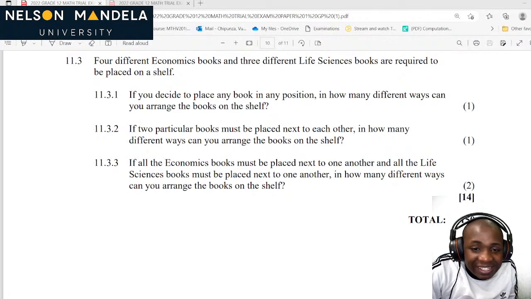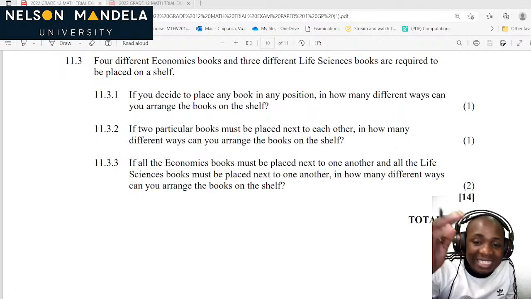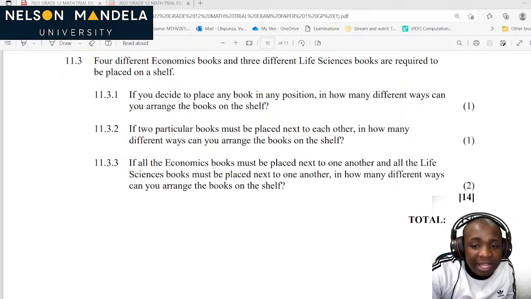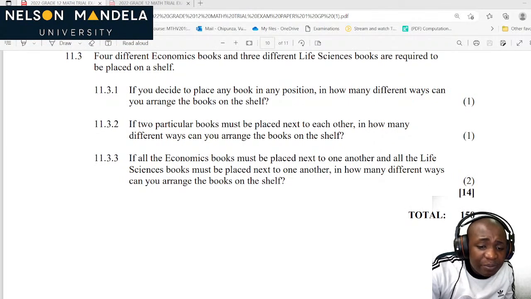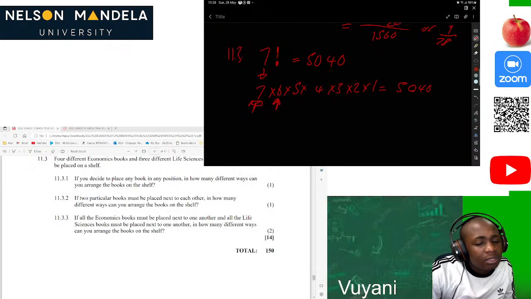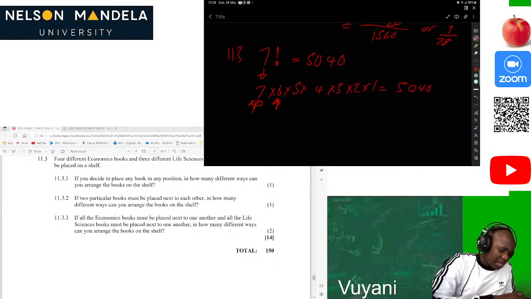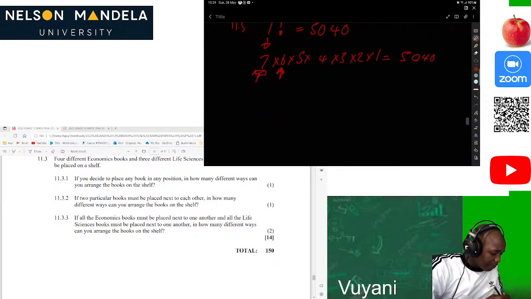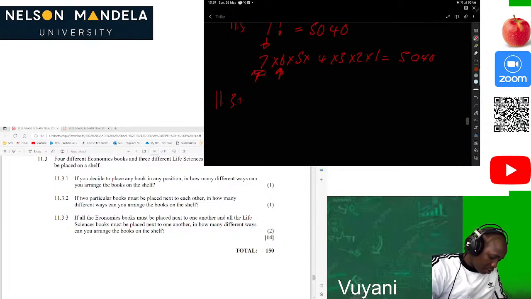If 2 particular books must be placed next to each other, in how many different ways can you arrange the books? So it has already been told to you that these 2 books should be arranged next to each other and they should be together. So this is easy, guys. 11.3.2. We know the total arrangements, but they say that 2 should be next to each other.